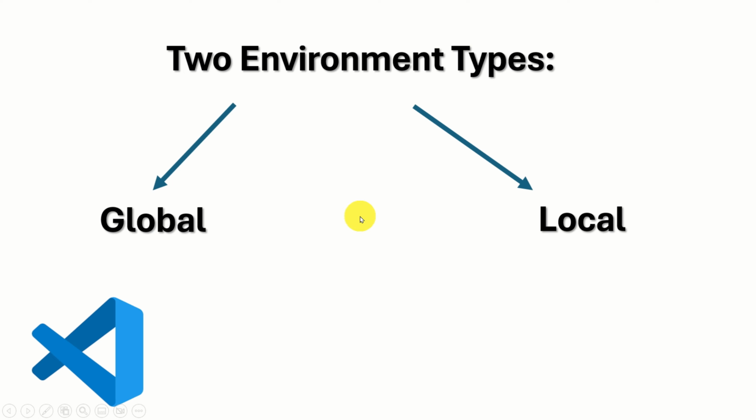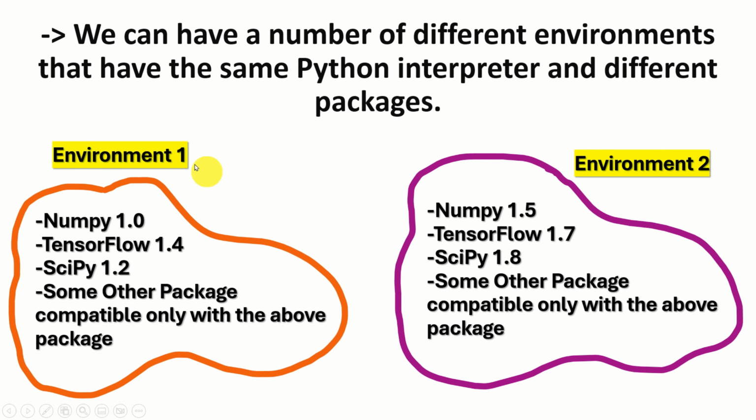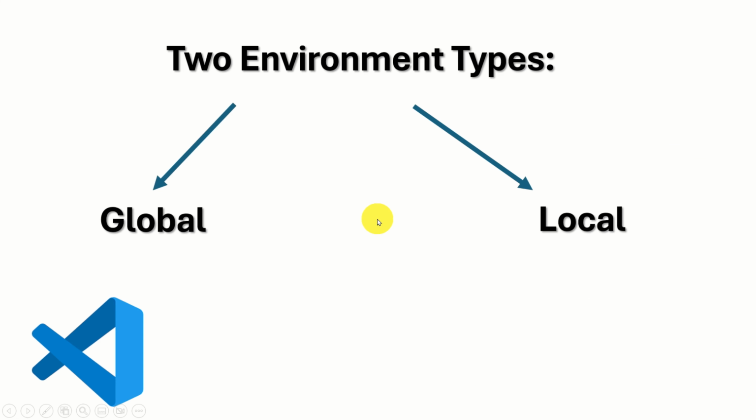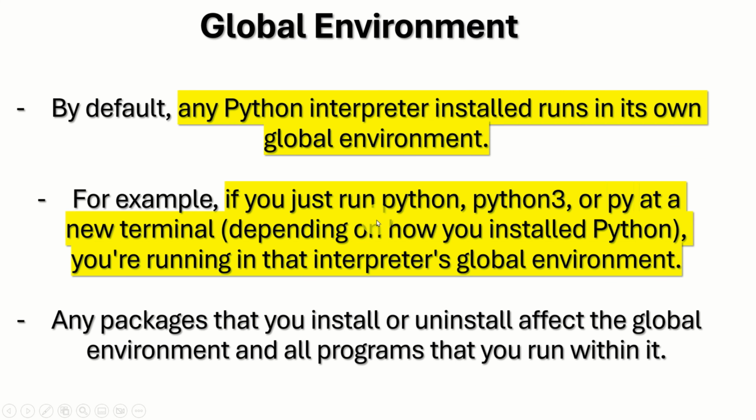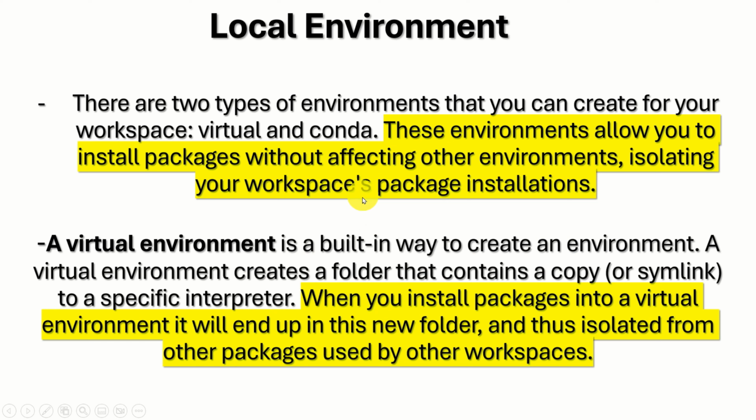So let's go back to this slide again and illustrate this whole idea. Here environment 1 and environment 2 are local environments. Every local environment has its own set of local packages, as you can see over here, and they're different for each local environment. What is the same is the Python interpreter. You can even change the Python interpreter, but this is a more advanced thing. Okay, so this is very important to understand.